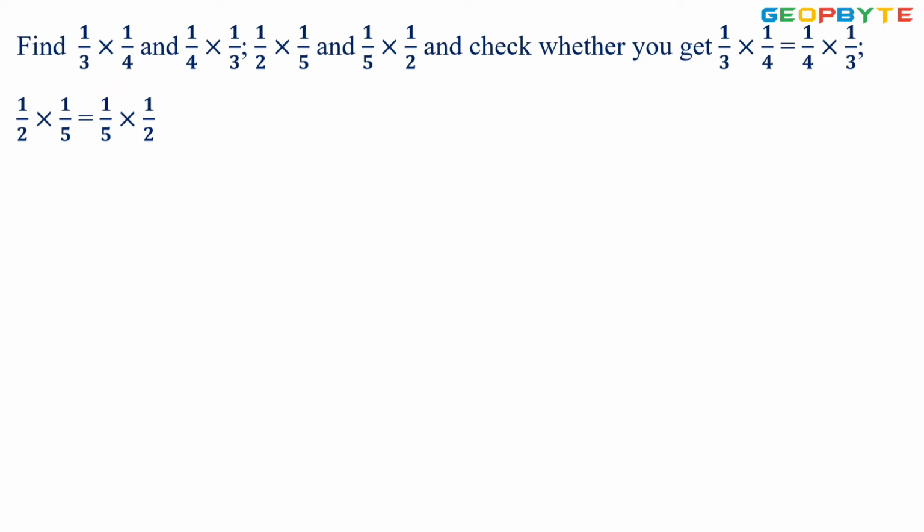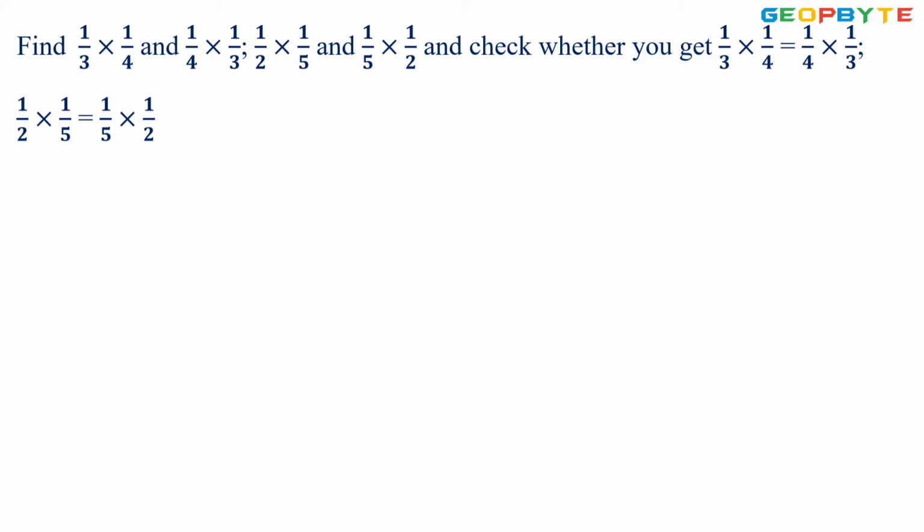Find 1 by 3 into 1 by 4 and 1 by 4 into 1 by 3. 1 by 2 into 1 by 5 and 1 by 5 into 1 by 2. And check whether you get 1 by 3 into 1 by 4 equal to 1 by 4 into 1 by 3, and 1 by 2 into 1 by 5 equal to 1 by 5 into 1 by 2.